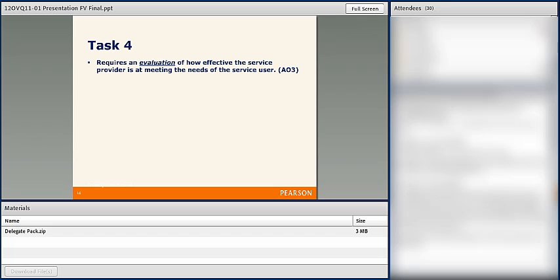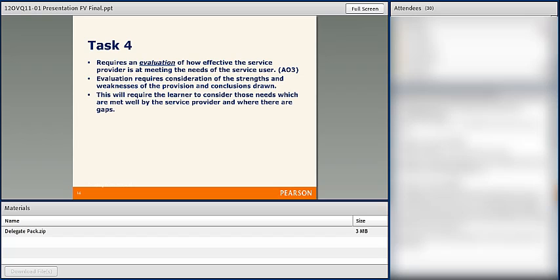Finally, task 4 requires an evaluation of how effective the service provider is at meeting the needs of the service user. And it provides the majority of the evidence that the learners will need for AO3. The key thing about this is that evaluation requires consideration of the strengths and the weaknesses of the provision, and then they must draw some conclusions, and this is what they're not very good at doing.